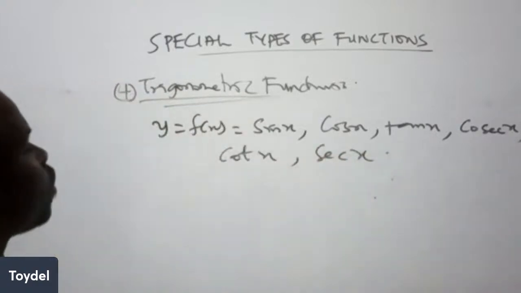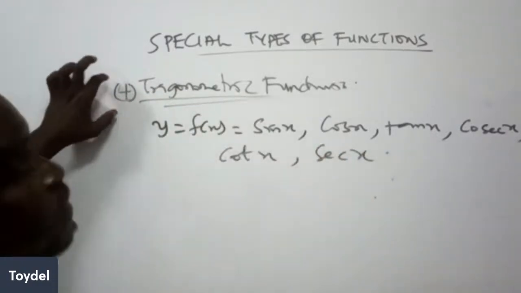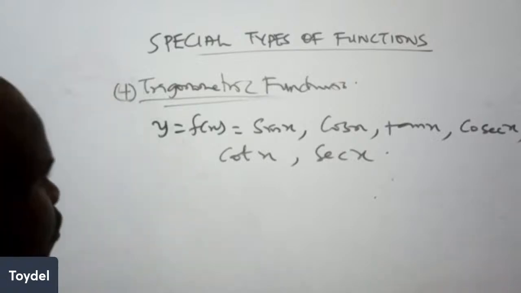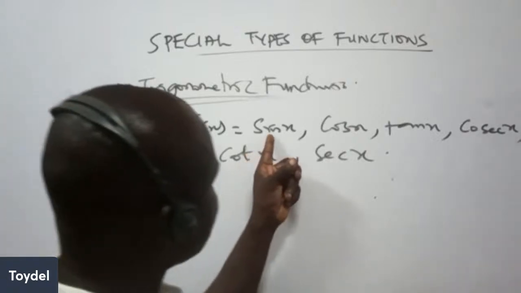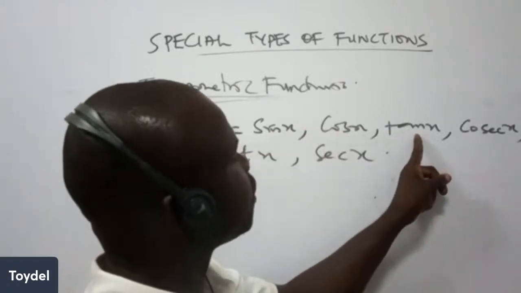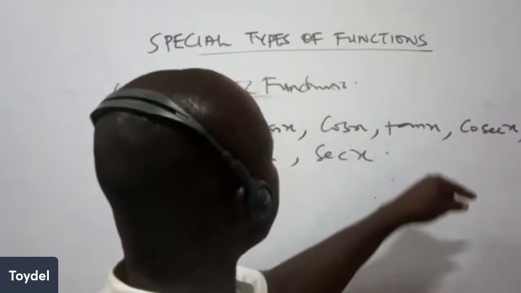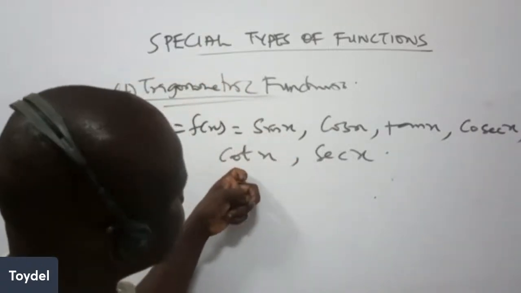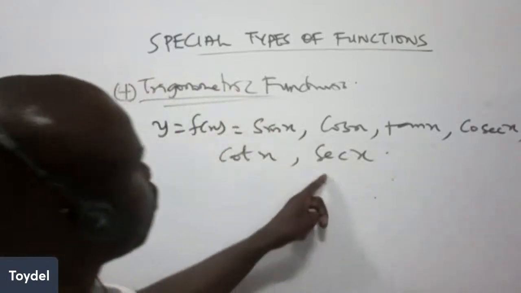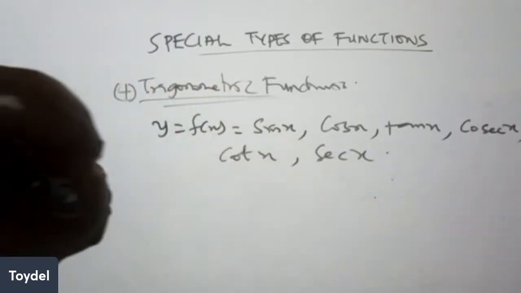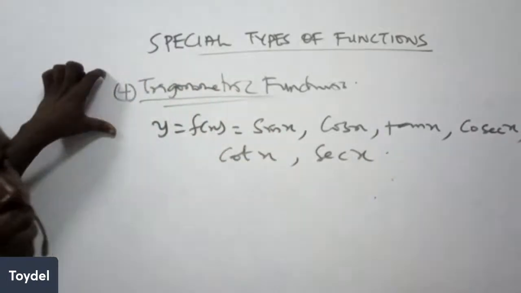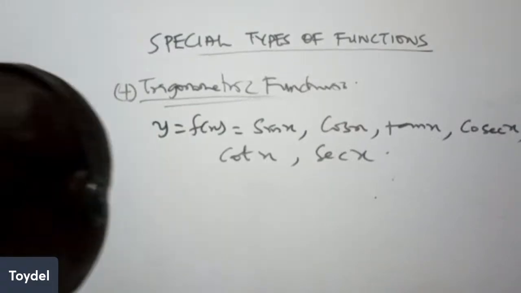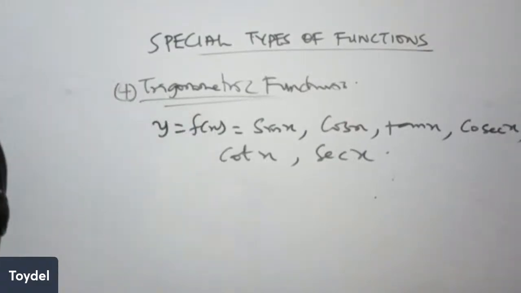And of course, if you want to know more about these functions, just check my videos on trig. This is sine, cosine, tangent of the function. Cosec is the reciprocal of sine. Cot, that's cotangent, is the reciprocal of tan. Sec is the reciprocal of cos. So if you really want to know more, check my videos on trig.